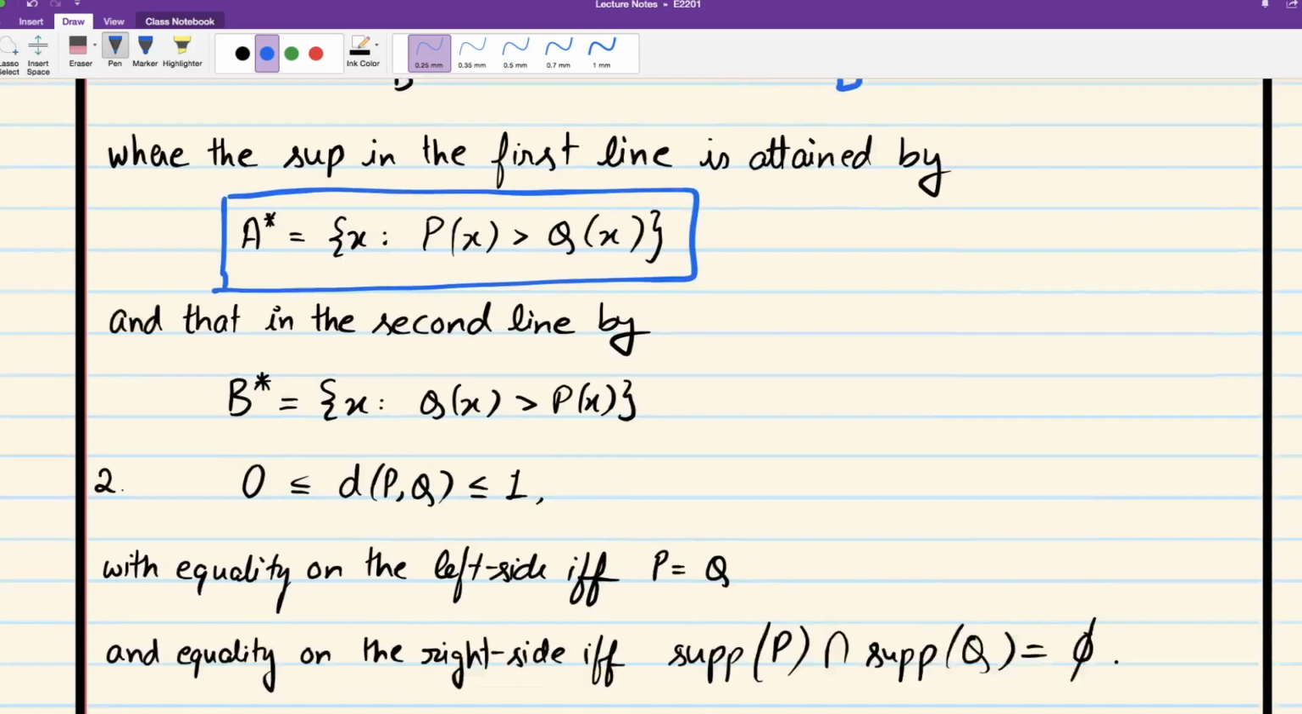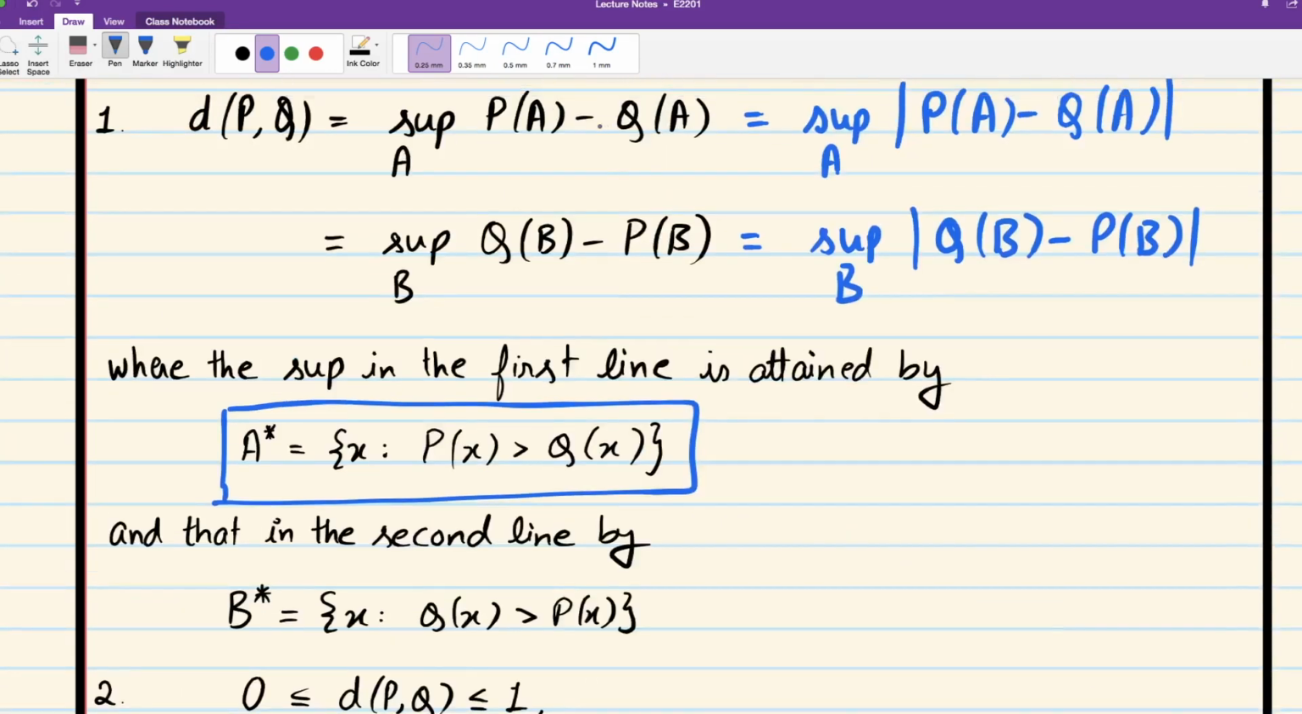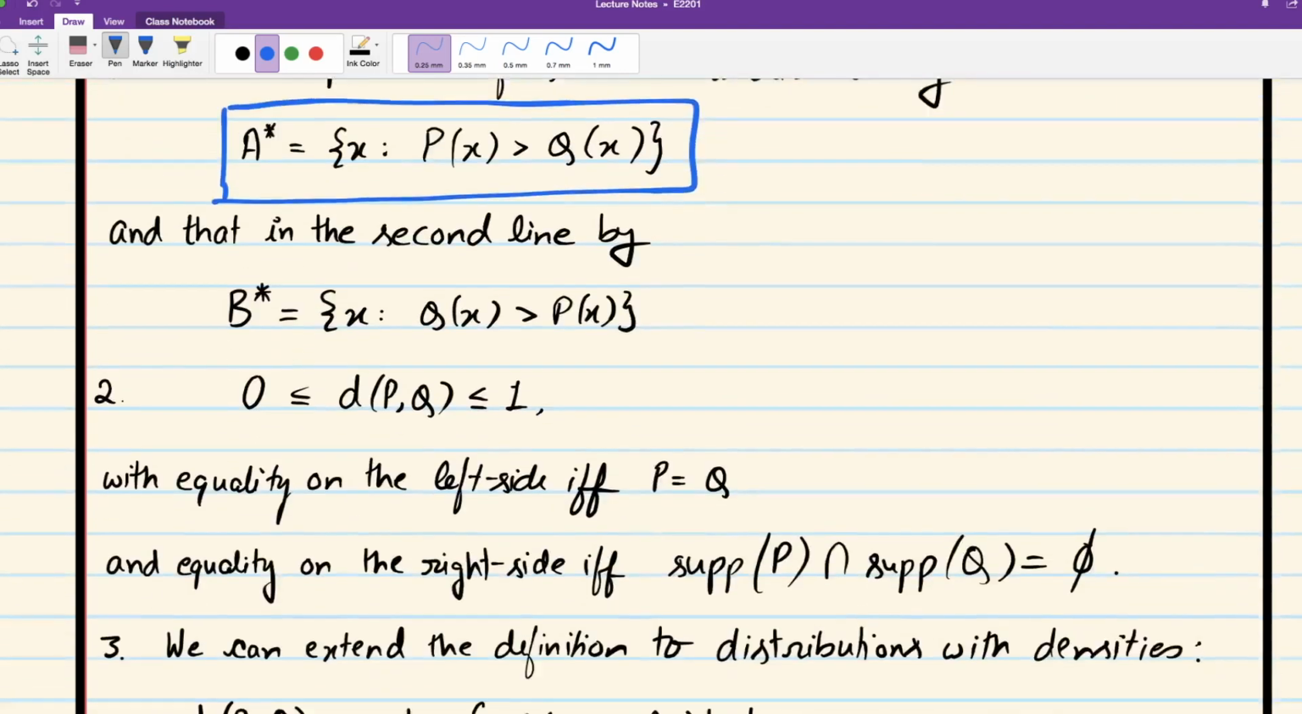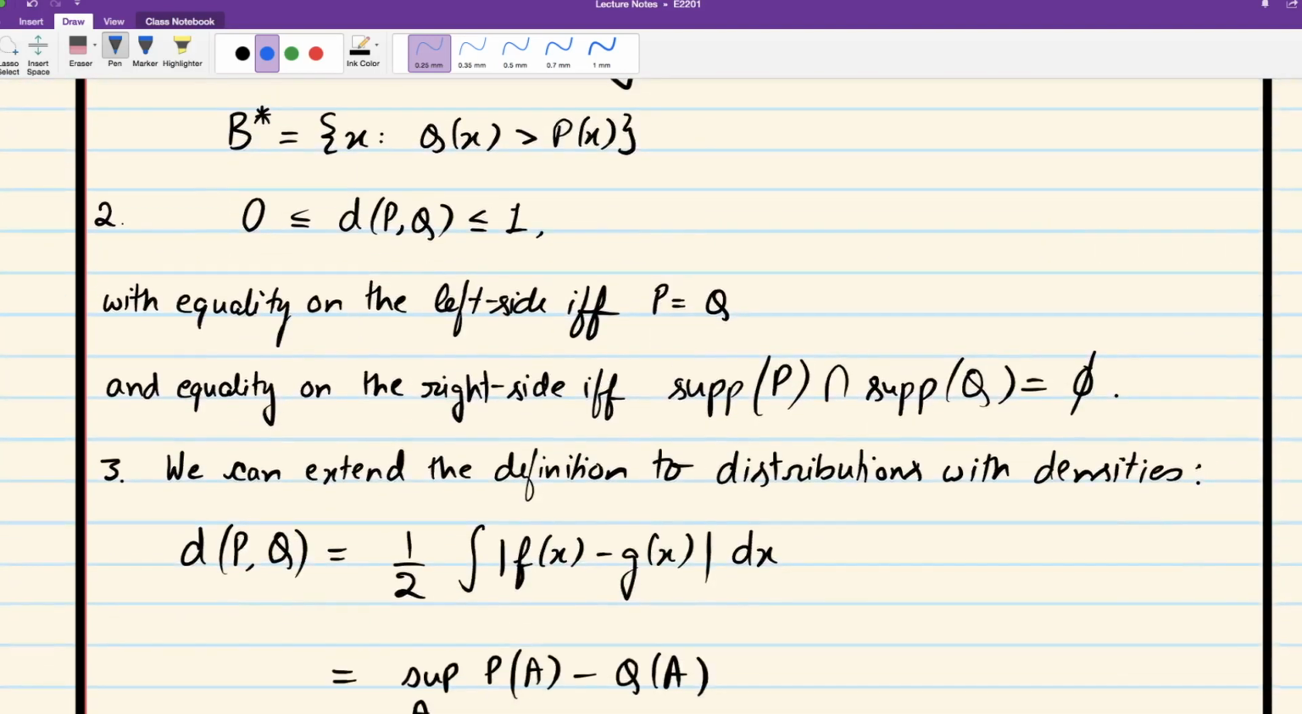You see, it's P(A) minus Q(A), so it's always less than or equal to 1 because P(A) is less than or equal to 1, but it can also equal 1. When will it equal 1? That's interesting. So equality on the right side holds if and only if the support of P and the support of Q are disjoint. So what is the support of a PMF or the support of a distribution? It is the set of points on which a distribution P puts mass, and the support of Q is similarly the set of points on which this distribution Q places mass. So d(p,q) is 1 if and only if these two supports are disjoint.